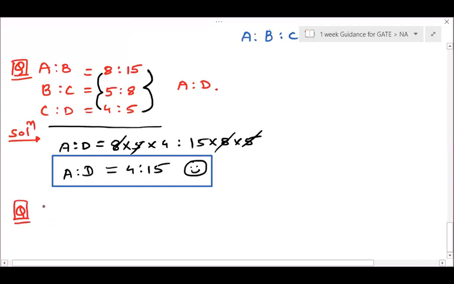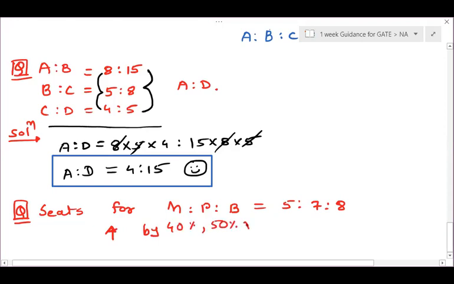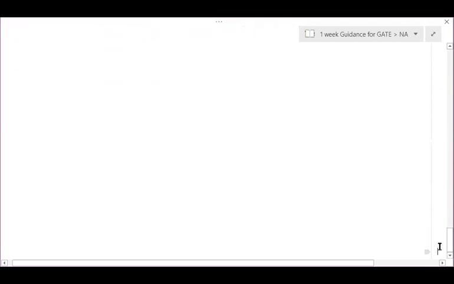In this question, they are telling that seats for maths, physics, and biology in a school are in the ratio 5:7:8. Okay, maths is to physics is to biology. Next, there is a proposal to increase these seats by 40%, 50%, and 75% respectively. Okay, what will be the ratio of increased seats? So if they will increase these seats, what will be their ratio?